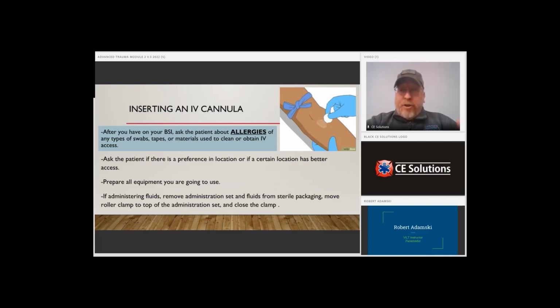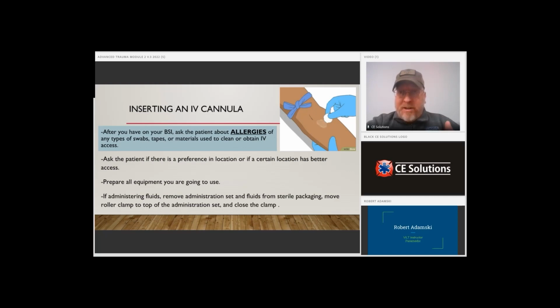Now, again, use upper extremities versus lower extremities whenever possible. Obviously, the specific circumstances of the call and the patient's injuries or illnesses may dictate otherwise, but in general, you want to pick an arm versus a leg. All right. And again, just use common sense, people.